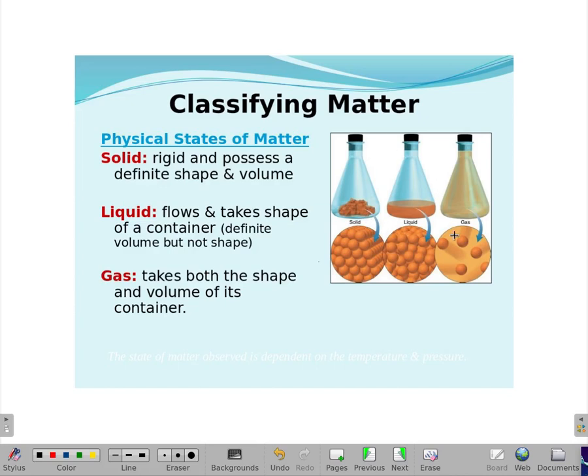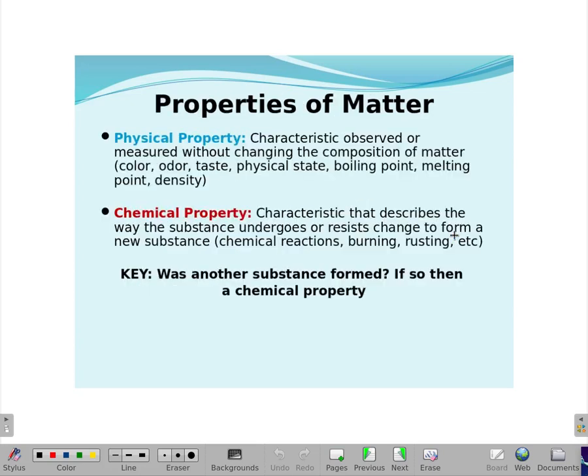Solids have their own shape based on the type of material they are. If you get a liquid, it'll expand to that container, but of course it doesn't fill it, and then gas actually fills up the entire container and spreads out throughout. And we also know we can change most materials to the different physical states by changing temperature. All right, so properties that we're going to talk about with our matter are physical and chemical in nature.